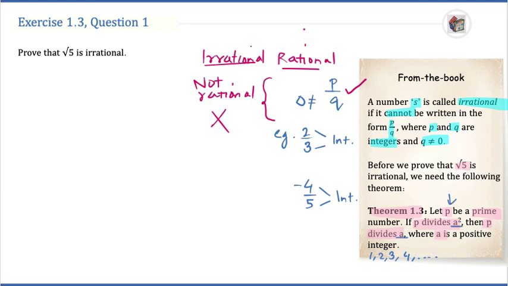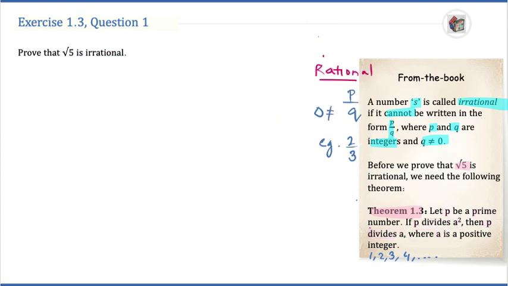Now let me show you how we can use, one, this definition of rational numbers, and two, this theorem to prove that square root of 5 is irrational. Let's get started. Now, in proving that this thing is irrational, we will just use a different route. Let's just assume that this is rational. So let's just say suppose square root of 5 is rational.